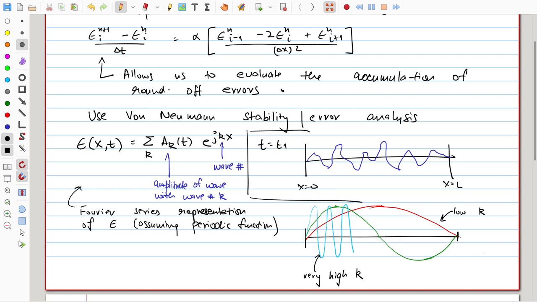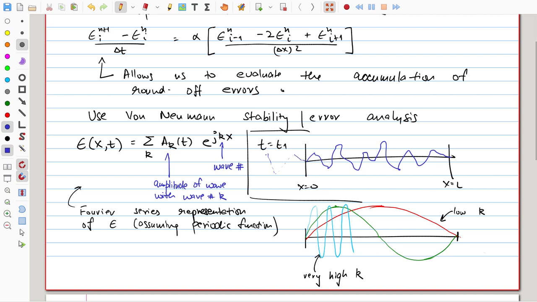So I write assuming periodic function, that's because since you are writing this epsilon as a sum of different waves, now these waves are periodic, they don't end within the domain. If you write let's say sine kx, then that's a periodic function, right? So that's defined for all values of x. So we assume that this error function, the blue one that I have drawn above, is periodic. So whatever we have here, it sort of starts repeating.